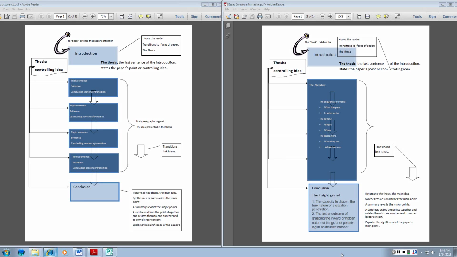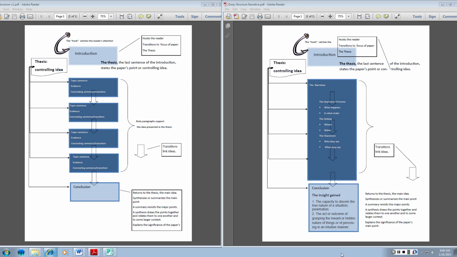If we look at the memoir or the narrative essay, you see that the structure is fundamentally the same. The difference is how we develop the body of the paper. The narrative is considered to be a rhetorical pattern, that is, a method that we use to develop an idea, but you notice that we still have a hook that catches the reader's attention. We still have a thesis.